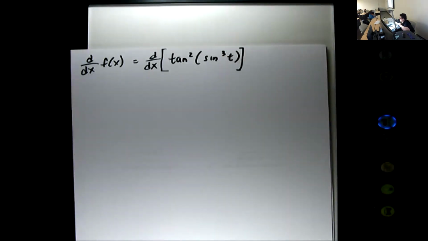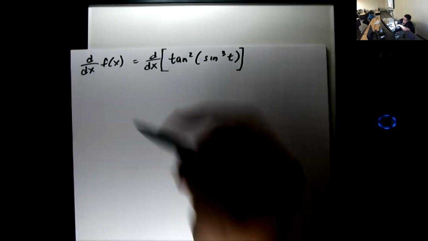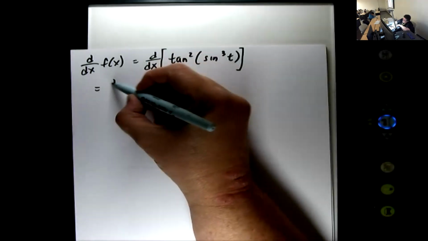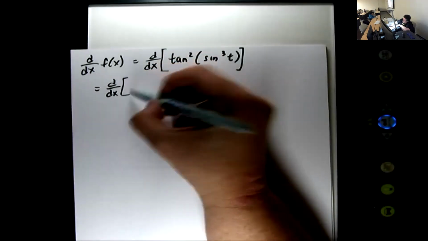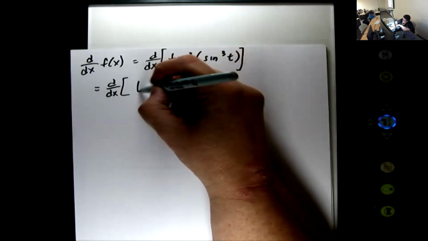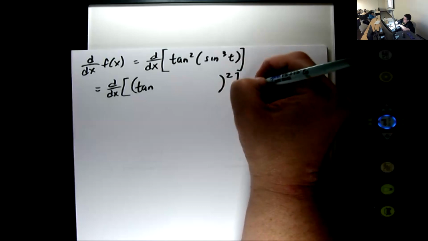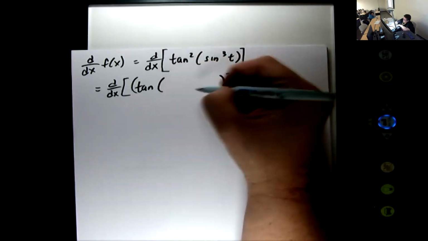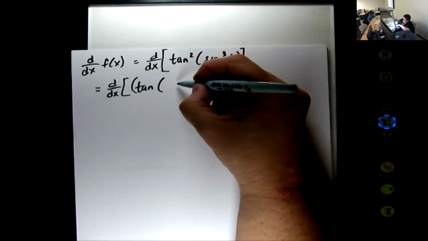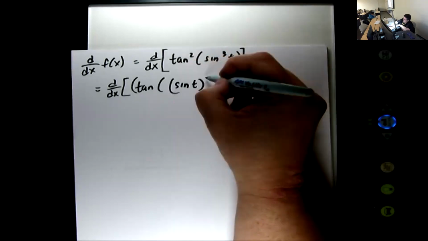Now, I will point out, I'll rearrange it because a lot of people forget how that notation looks. That is the derivative with respect to x. The square on the tangent is actually outside the tangent. And then we have sine cubed of t, and then the inside. That means the cube is on sine t like that.